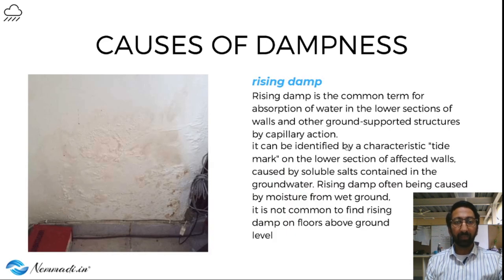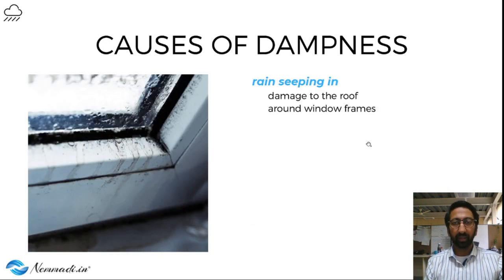What is rising damp? Rising damp is the term used for absorption of water in the lower sections of the wall. This could be because of a water table that is low, or there's groundwater. Generally you can see this in a house on the ground floor, and not higher, right? So this is how it looks if water rises from the bottom and comes all the way to the top. The reason why it looks dirty is because the salts in the water deposit on the wall and leave stains.